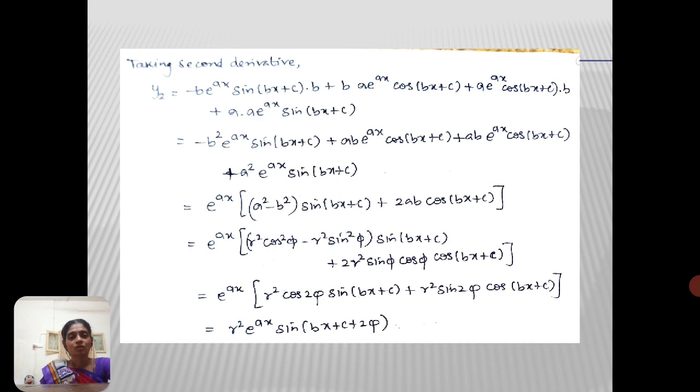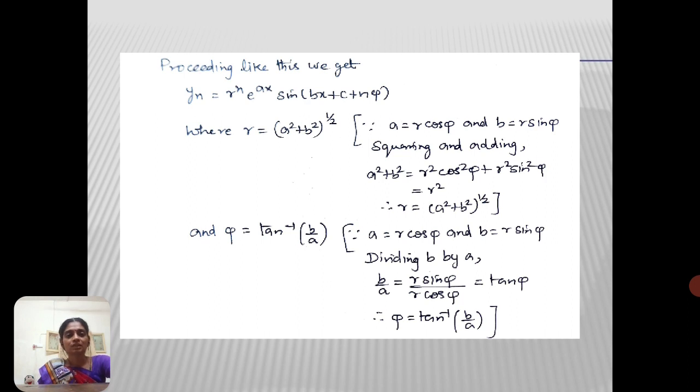This is in the form cos A sin B plus sin A cos B. So if we take r² outside, we get r² e^(ax) into sin(bx + c + 2phi). So proceeding like this, we write y_n as r^n e^(ax) sin(bx + c + n phi), where r is (a² + b²)^(1/2).